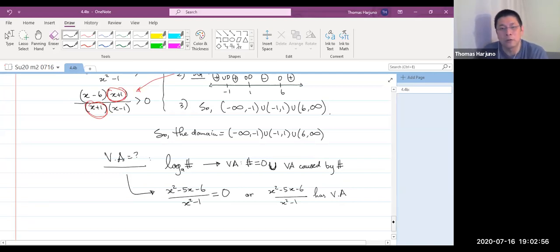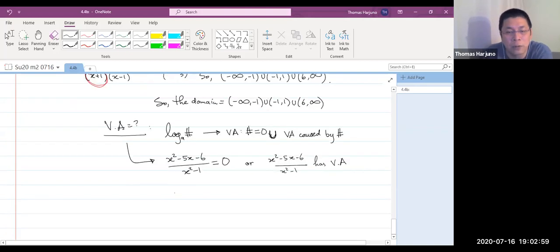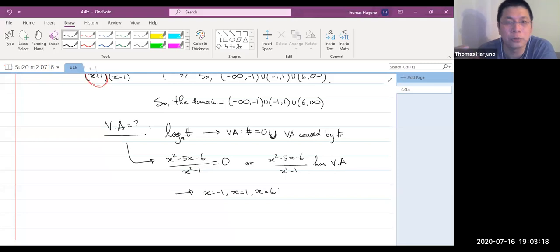Now then, from here you will see later on the vertical asymptotes are x equals -1, x equals 1, and x equals 6. Basically, those are the critical numbers that we get from step 1. Okay, so you see how nice are the steps 1, 2, 3 that I show you? It has something to do with this.